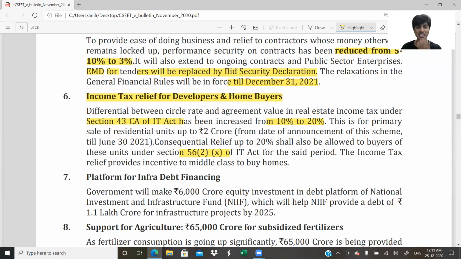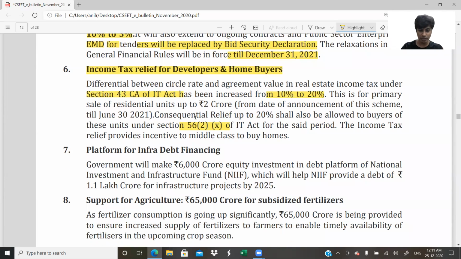So 56(2)(x) is about inadequate consideration. The consideration that I gave is inadequate. 3 crores is the value. I paid 2.5. So that 50 lakhs that I didn't pay is the consideration that I didn't pay. Inadequate consideration is called gift or casual income, and it is taxed under other sources. Whereas this 43 CA talks about basically our capital gains. And this is applicable only up to 2 crores. If it is beyond 2 crores, then this policy is not applicable.